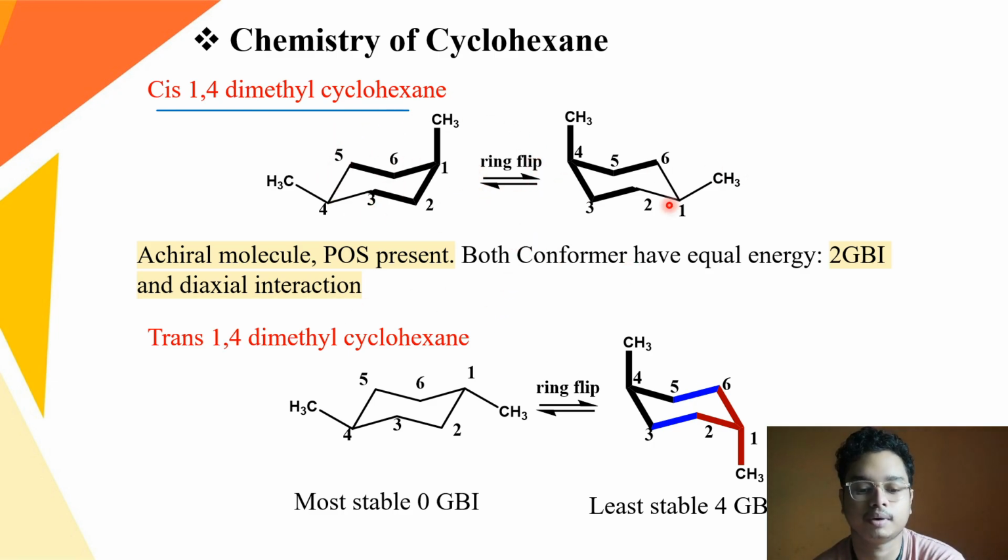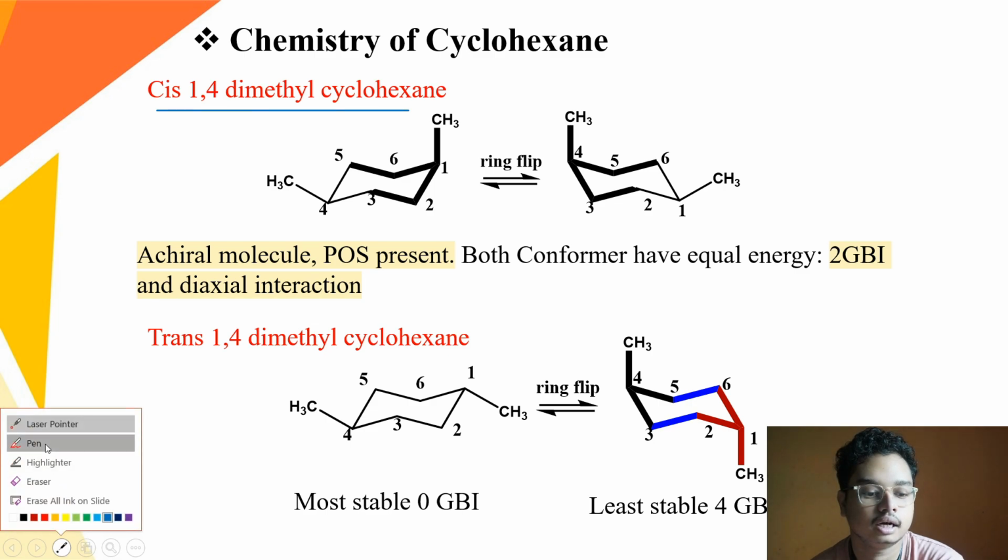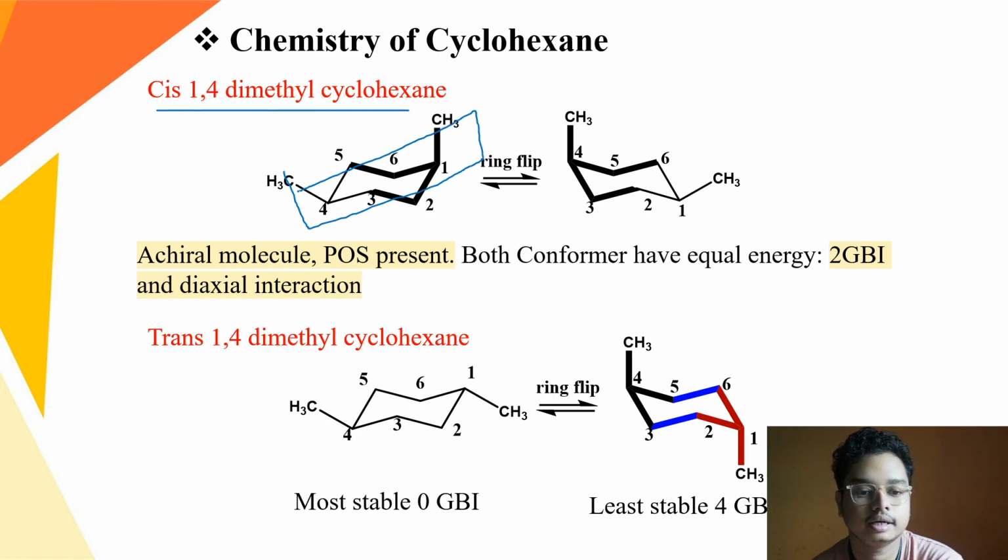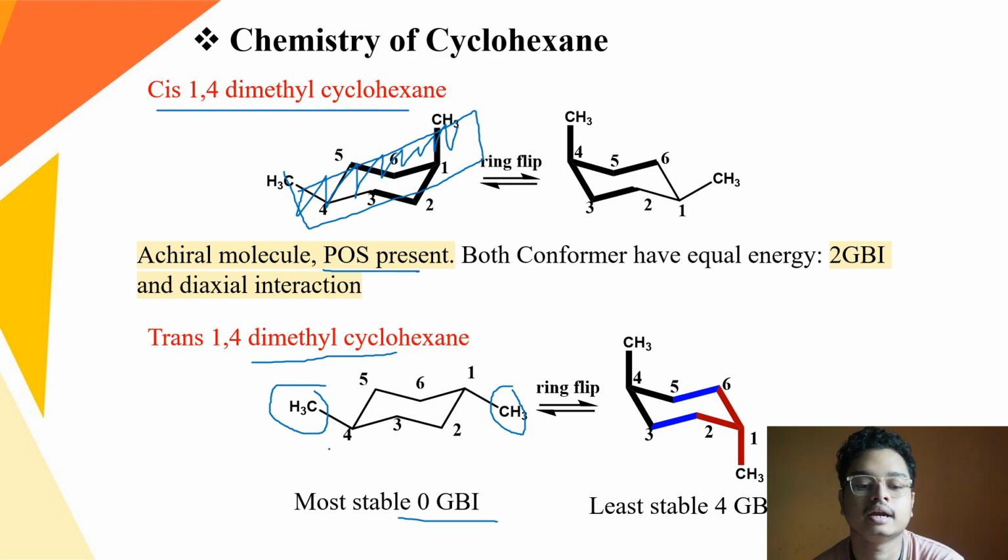That means this particular compound has the same energy in both conformers, and it is an achiral molecule because if you see here, this particular plane is present, and due to this plane of symmetry, this molecule becomes achiral in nature. In the case of trans 1,4-dimethyl cyclohexane, the di-equatorial is much more stable because there is no gauche butane interaction and no diaxial interaction present here. But in the case of the cis compound, you can find extreme diaxial interaction present here as well as the 4 gauche butane interaction present here. That means this particular conformer is much more stable over this particular diaxial conformer.